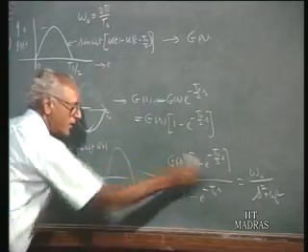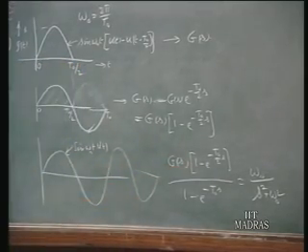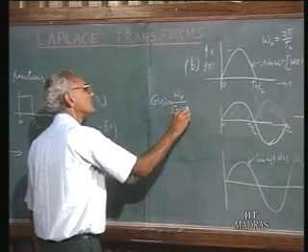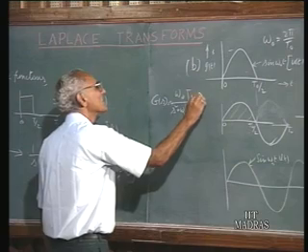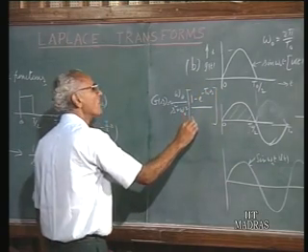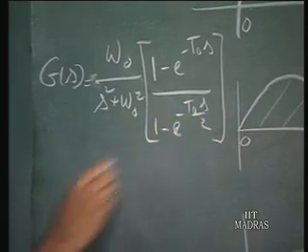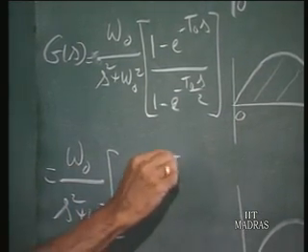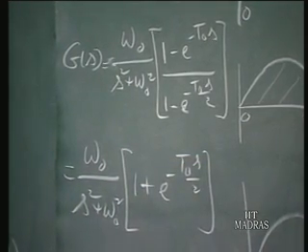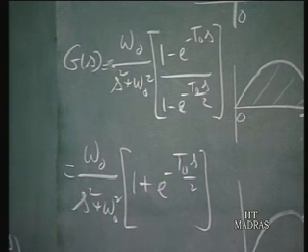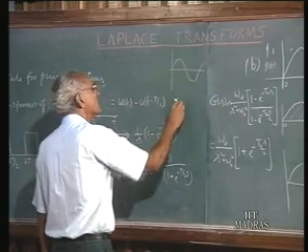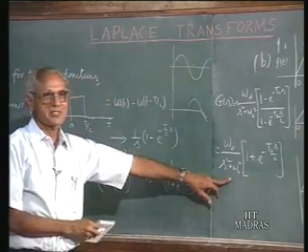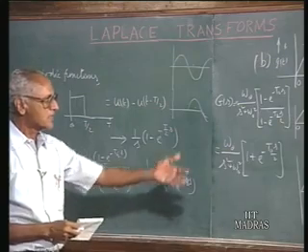Therefore, equating these two, we get the result that G of s equals omega naught over s squared plus omega naught squared multiplied by 1 minus e to the power of minus t naught s divided by 1 minus e to the power of minus t naught s upon 2, which is simply omega naught over s squared plus omega naught squared into 1 plus e to the power of minus t naught s upon 2, a result which we have already derived in the last lecture or so using a different property. What we did was, if we had a sine wave like this, and another sine wave which is delayed by t naught by 2 seconds, if you added these two, you would produce this pulse. So, from this, we arrived at the same result in a different way. But now, we got the same result using the property of periodic functions.